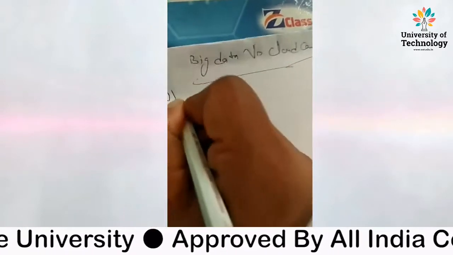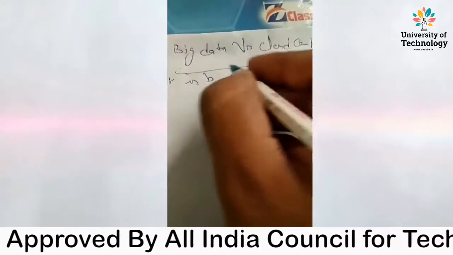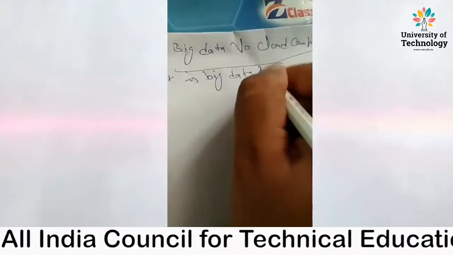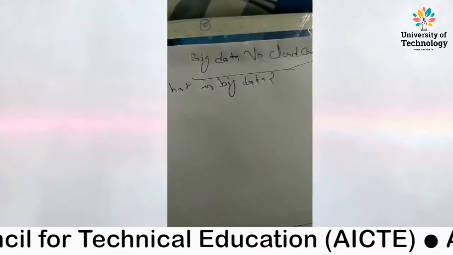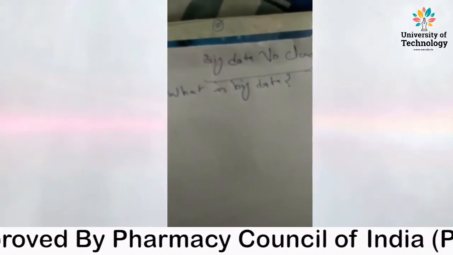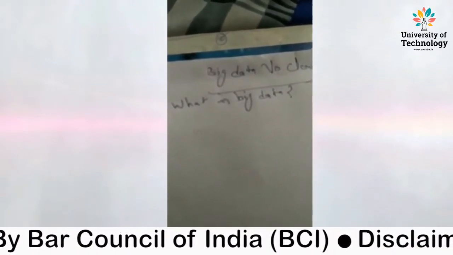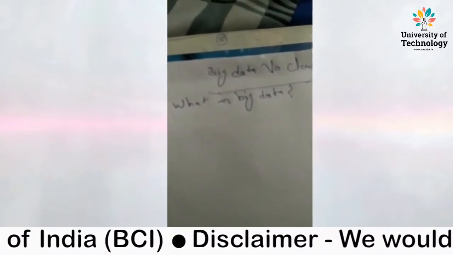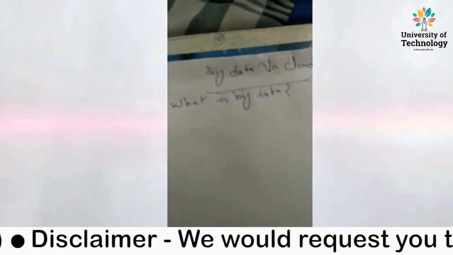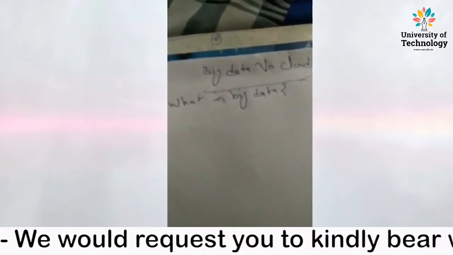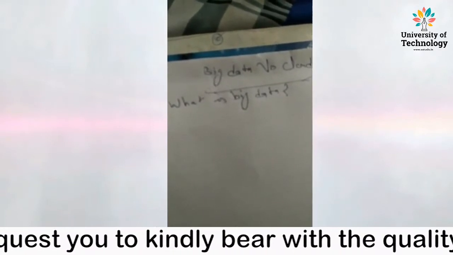The question is, what is big data? Big data is defined as a set of large data, structured or unstructured, that is used to collect information from it. In big data, there is a large amount of data produced by companies every second which needs to be processed. So big data will gather, store and organize data which will be further analyzed by data analysts.